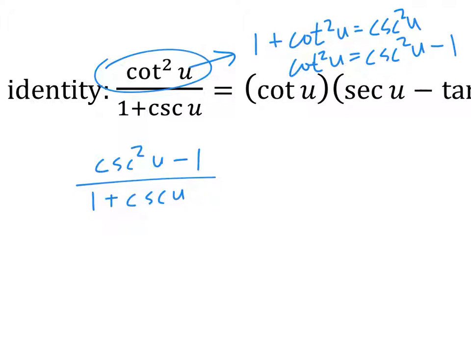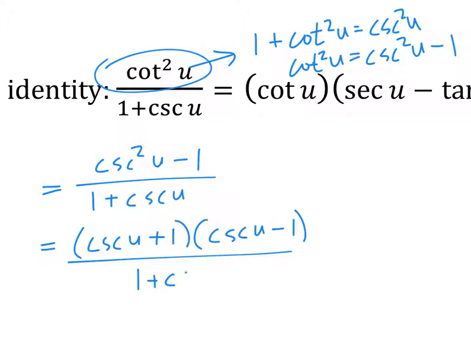Okay, what should we do next? Oh, okay, a plus b, a minus b, so we're going to factor. Cosecant u plus 1, cosecant u minus 1 over 1 plus cosecant u. What's next? Simplify. Okay, we're going to cancel. So cancel that. Cosecant u minus 1. Now let's take a look at the right-hand side.